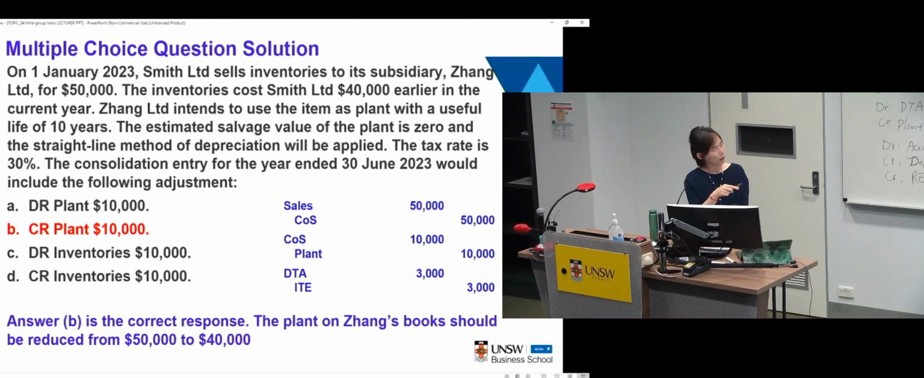Because the selling price is 10,000 above the carrying amount of the item, that is the inventory cost of 40,000, the difference, 10,000, needs to be adjusted accordingly. So we credit plant by 10,000. Good news, we get the correct debit and credit, right? So you use credit, that's very good. But you have to be very careful whether there's any change in the classification of the transfer item.